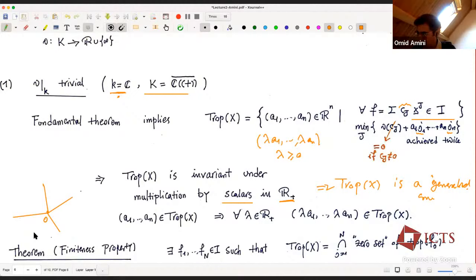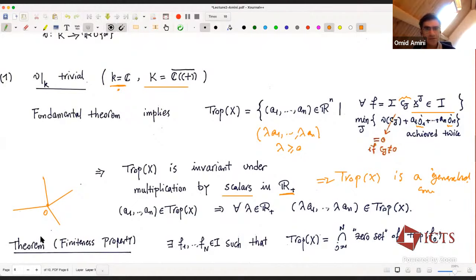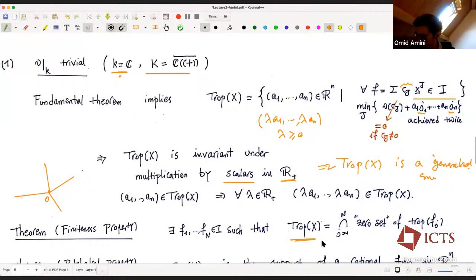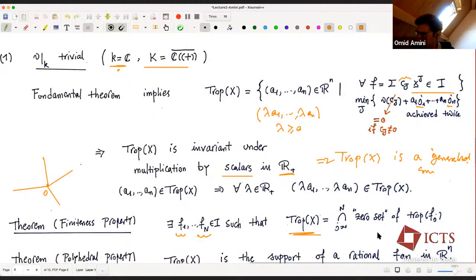Okay, so I make a list of properties. We saw in the case of the complement of a hyperplane arrangement that you have a lot of equations which are verified by X, but we only needed finitely many of those equations to define the tropicalization, and those were given by linear forms. In the general case, this is the property. You have this finiteness property, which tells you that in order to define the tropicalization of X, you have infinitely many equations usually which are verified for X, but you just need to look at finitely many of those equations. So there exist F1 up to Fn such that the tropicalization of X can be obtained as the intersection of the zero sets of trop Fj.